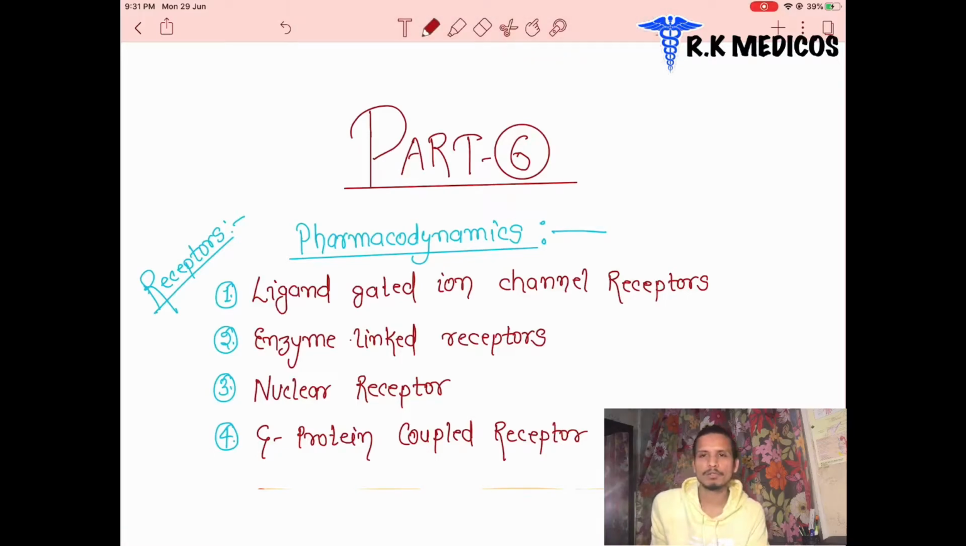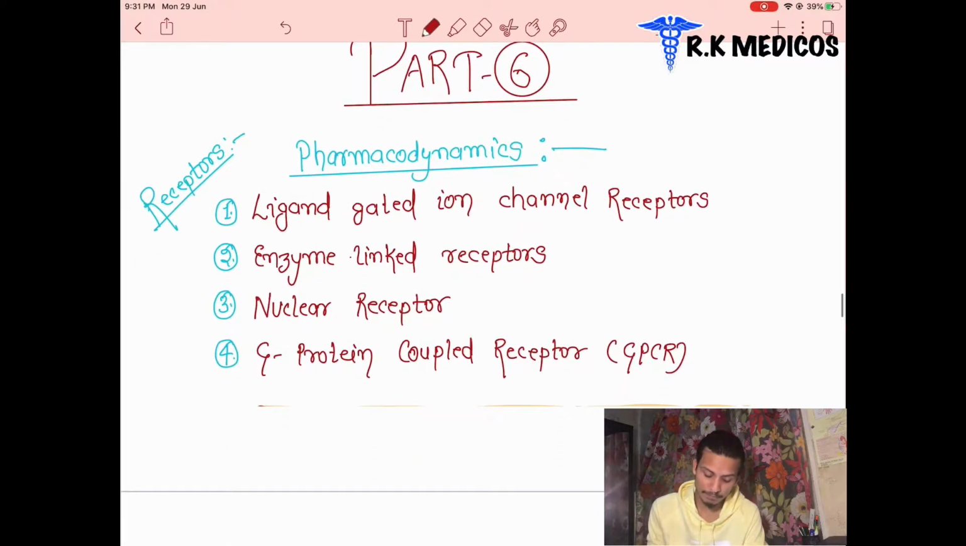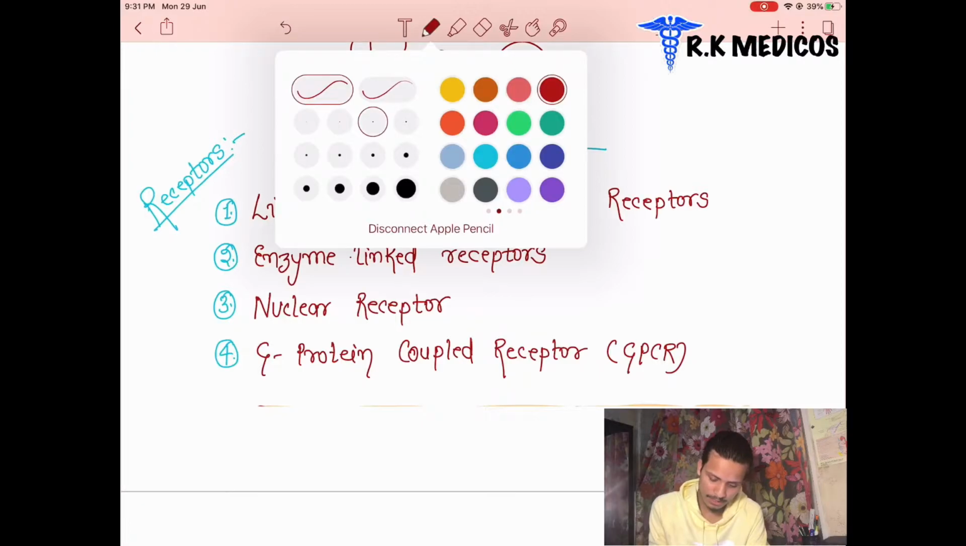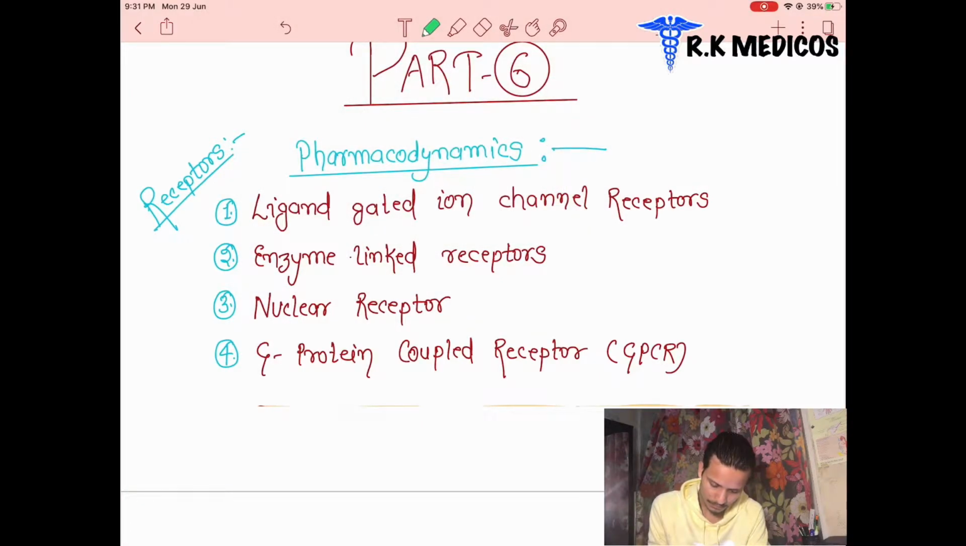Now we discuss the pharmacodynamics part number 6, in which we discuss the receptors. There are basically 4 types of receptors we discuss here. What are the main types of receptors, as we can see on the screen? First is the ligand gated ion channel receptor. What is it? We discuss it later in detail. Then enzyme linked receptors, nuclear receptors, and the G protein coupled receptors.